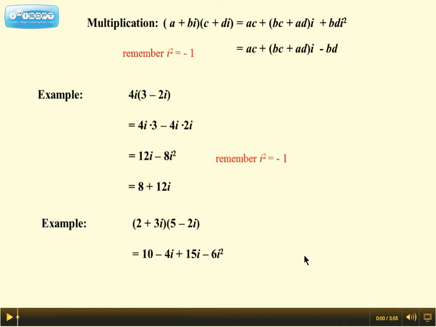I think by now I've made the point that i squared equals -1. So this -6i squared becomes positive 6. So we have 6 plus 10 is 16. -4i plus 15i is plus 11i.